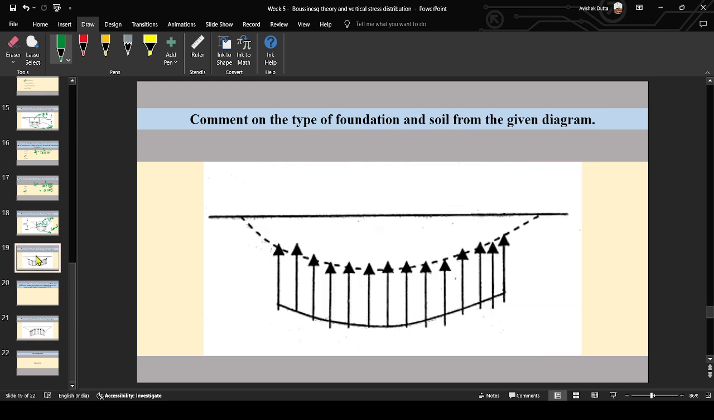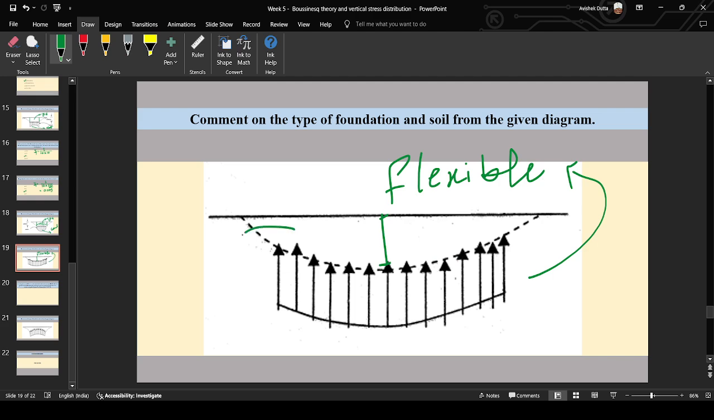Next question. Here we can see that unlike the previous two cases, the settlement is not uniform, however, the pressure is constant. When the pressure is constant and the settlement is variable, the footing is flexible footing. Now, based on this settlement, we can see that the settlement is maximum at the center, minimum at the edges. So this type of settlement is generally found in cohesive soils or clayey soils. So I'll write over here clay. So this is a flexible footing in a clayey soil. Okay.